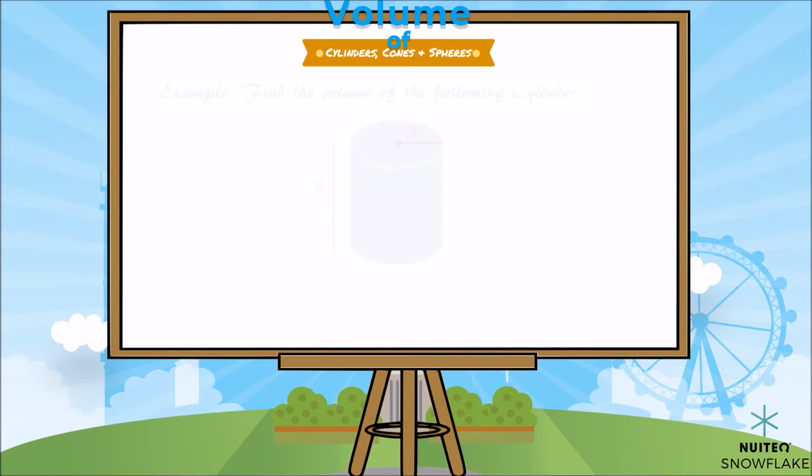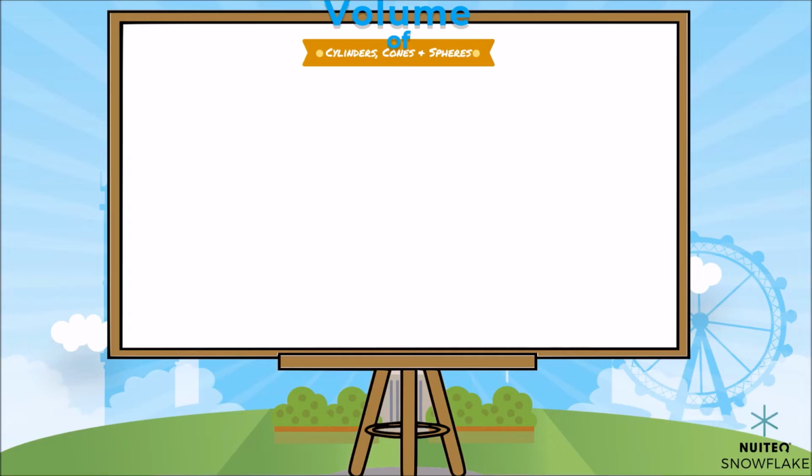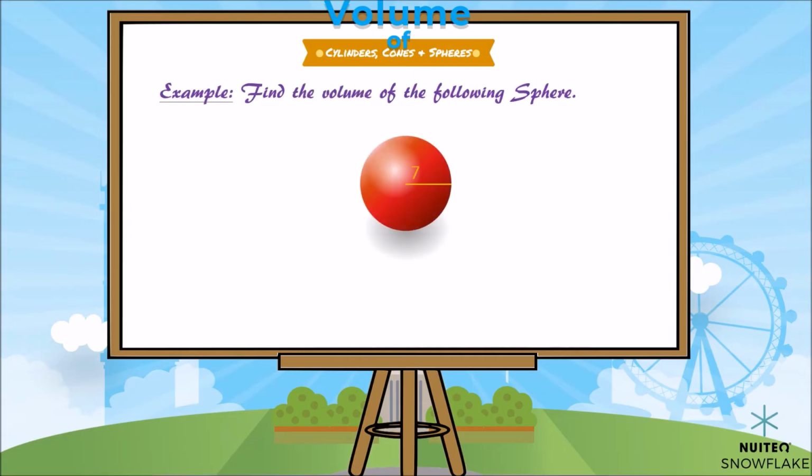Now, what about this example? Find the volume of the following cylinder. Remember to start with the volume formula. Substitute the known values and calculate. The result is 100.53.